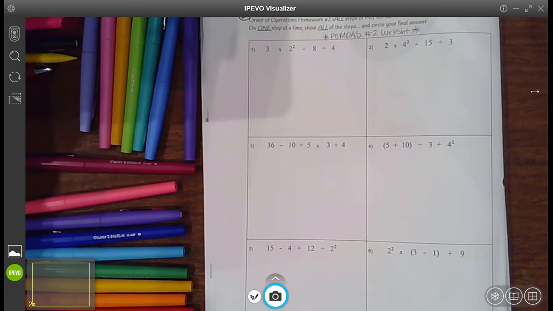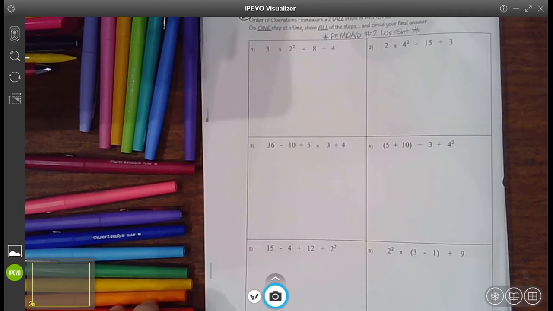Hello, my little mathematicians. Today we're going to review order of operations, or PEMDAS. Since we're reviewing it, always feel free to try it on your own, pause the video, and then unpause it when you want to come back and check to see if you got it right. We're going to do HL-932 worksheet.